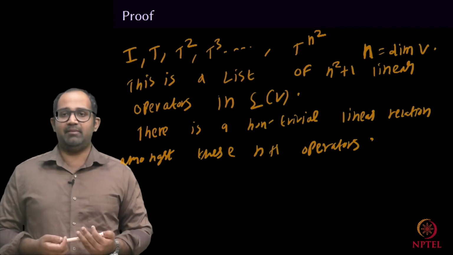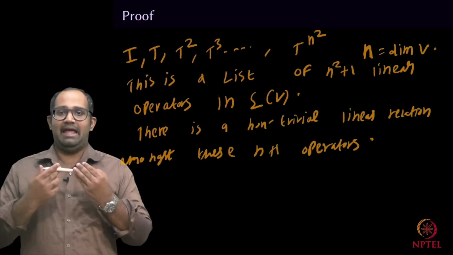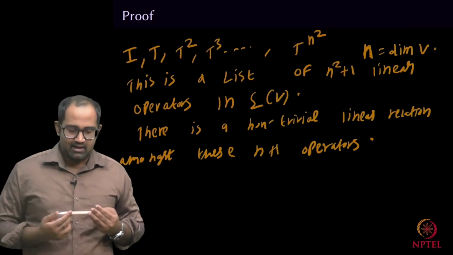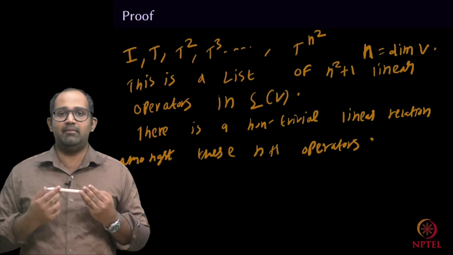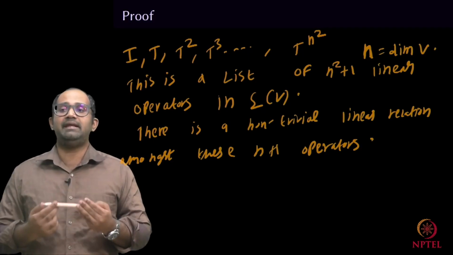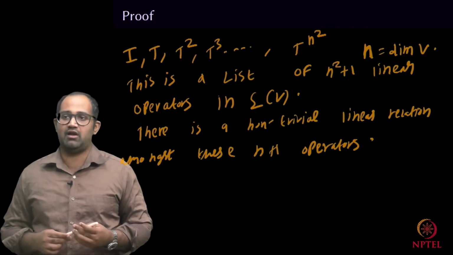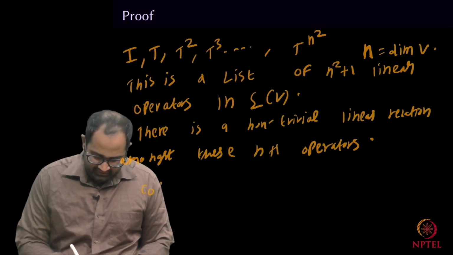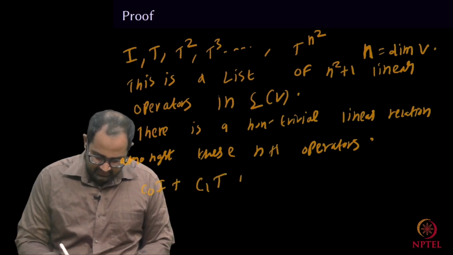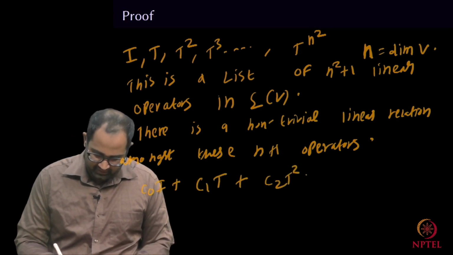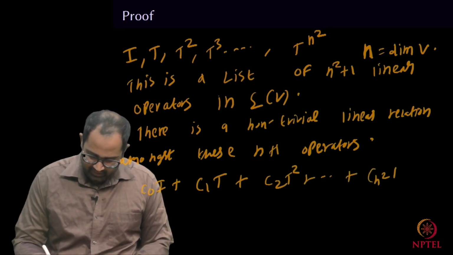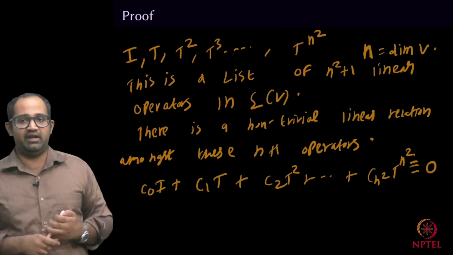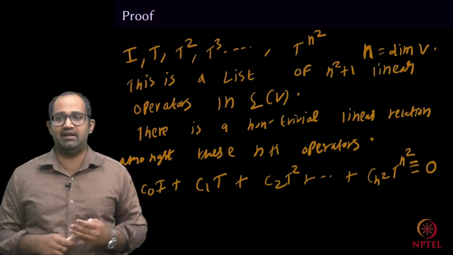Well, if n is equal to the dimension of V, then L of V is also a vector space over the base field F of dimension n squared. And here is a list of n squared plus 1 elements of L of V. Therefore, it's got to be linearly dependent. Therefore, there is a linear relation amongst these operators. Now, what does that tell you? It tells you that C0 I plus C1 T plus C2 T squared plus ... plus C n squared T to the n squared is identically 0. It's the identically 0 operator, which is also sitting inside L of V as the additive identity.